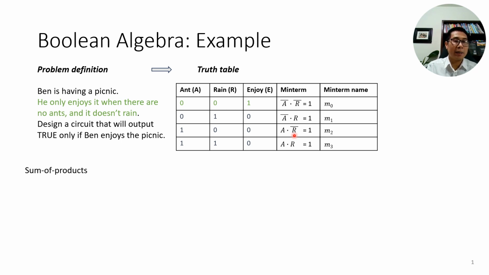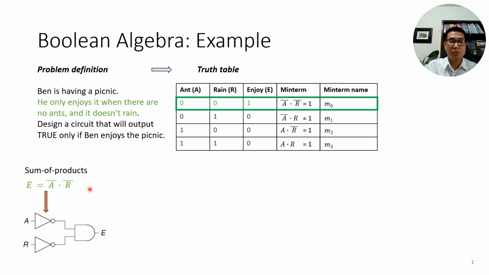Now we apply the sum of products. It is defined as the sum of all the min terms where the output equals 1. So we are looking at this row because that is the only row where the output equals 1. Then we now have E equal to not A and not R. And from here, of course, we can now go ahead and wire the digital circuit for this. So we can wire it this way.